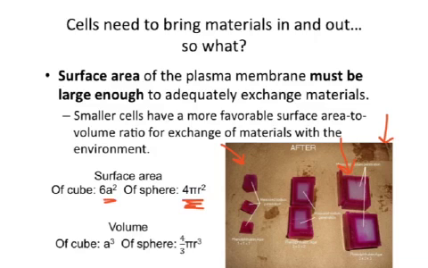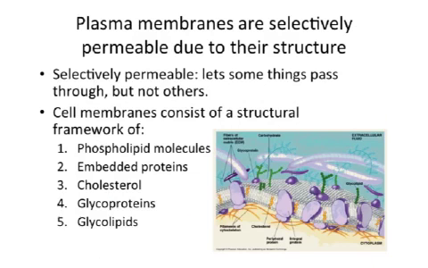And then the volume of a cube is the side length to the third power, so length cubed. And the volume of a sphere is 4/3 pi r cubed. And don't forget that the radius is just the diameter divided by 2. So this would be the radius right here. Again, we'll practice those in class.